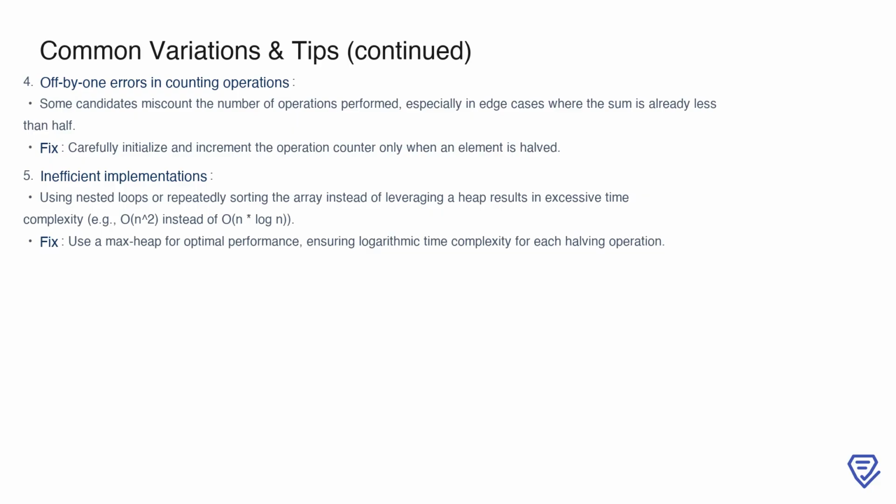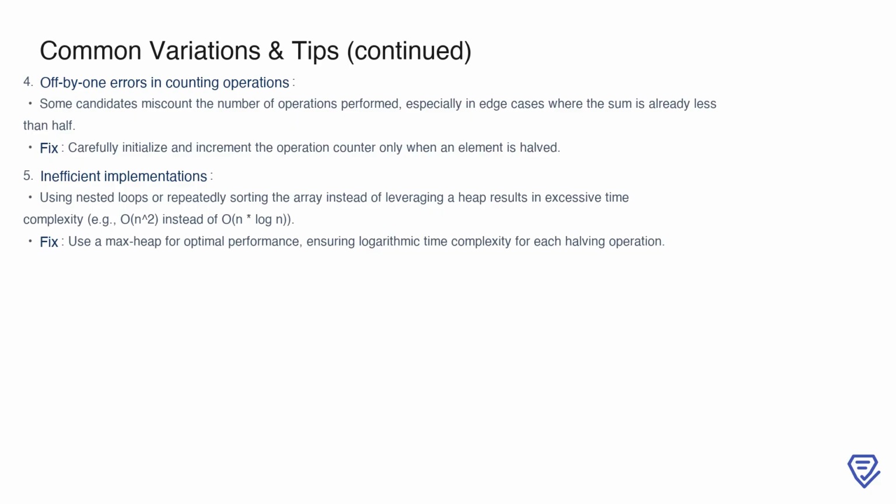an element is halved. Another major pitfall is implementing the solution inefficiently. Some candidates use nested loops or sort the array repeatedly to find the largest element, which significantly increases time complexity. This can push your solution from n log n to n squared, which is unacceptable for larger input sizes.